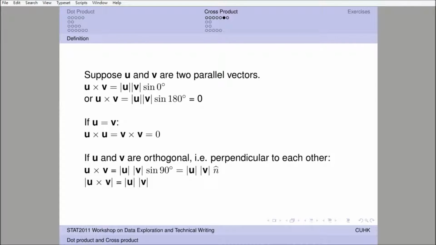In case of two parallel vectors, the cross product is 0, no matter whether the vectors are pointing in the same or different direction. For identical vectors, the cross product is also 0. If the two vectors are perpendicular to each other, their cross product is length of u times length of v times unit vector n, while the magnitude of u cross v equals length of u times length of v.